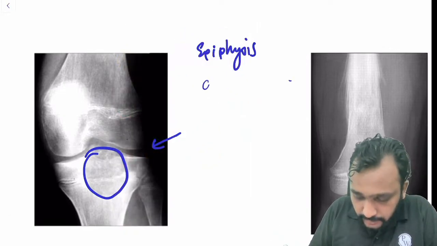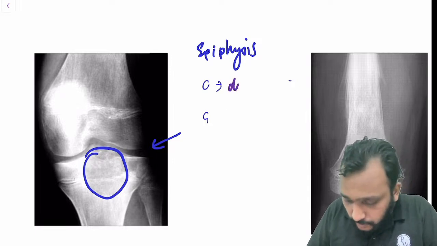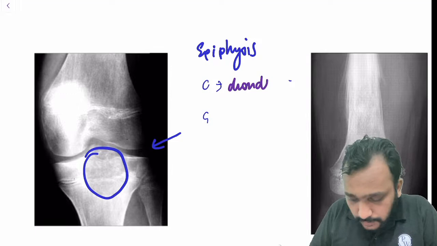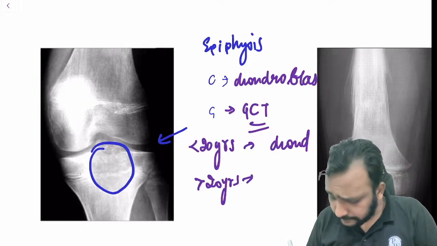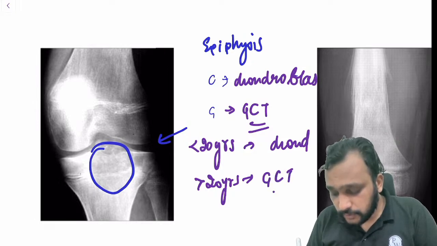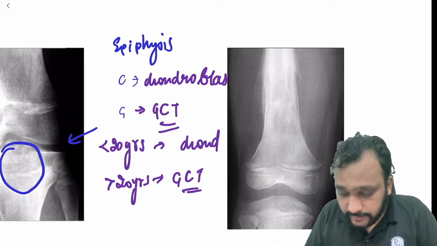The mnemonic is C and G. So the first is chondroblastoma, within the epiphysis. You are going to go for giant cell tumor, as far as epiphysis is concerned, and diaphysis is concerned.